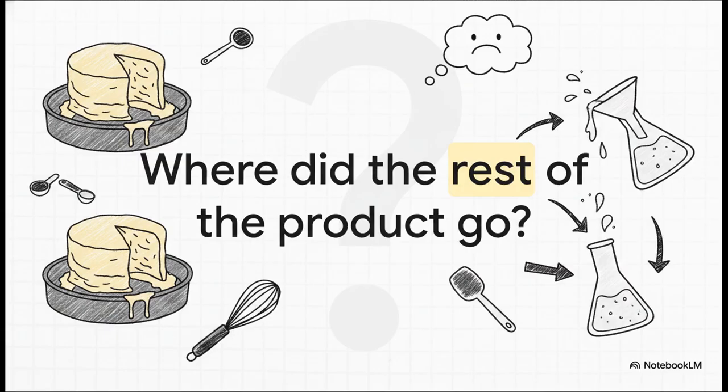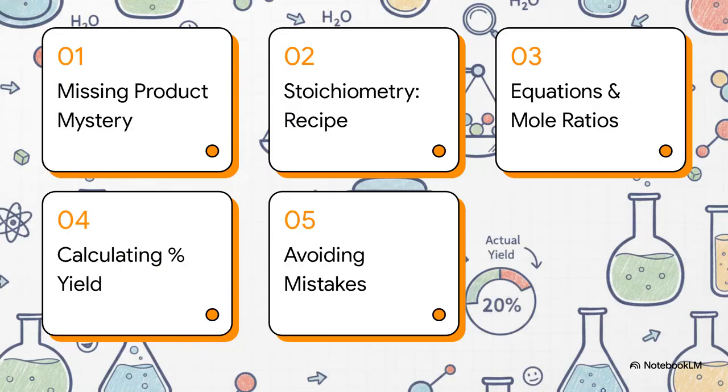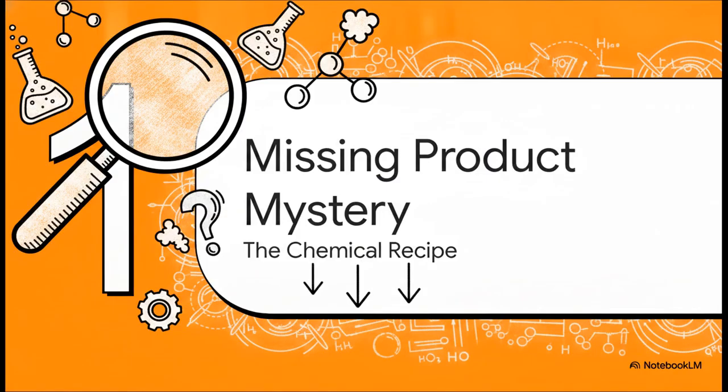You rarely, if ever, get as much physical product in your beaker as you originally calculated on paper. So today, we're going to unpack exactly why that happens and visually label the mechanics behind this major pain point for your lab practicals and O-level exams. Here's our roadmap for today. We're starting off with the missing product mystery, then exploring stoichiometry as our chemical recipe. From there, we'll break down equations and mole ratios, move right into calculating percentage yield, and finally, wrap things up with avoiding common mistakes.